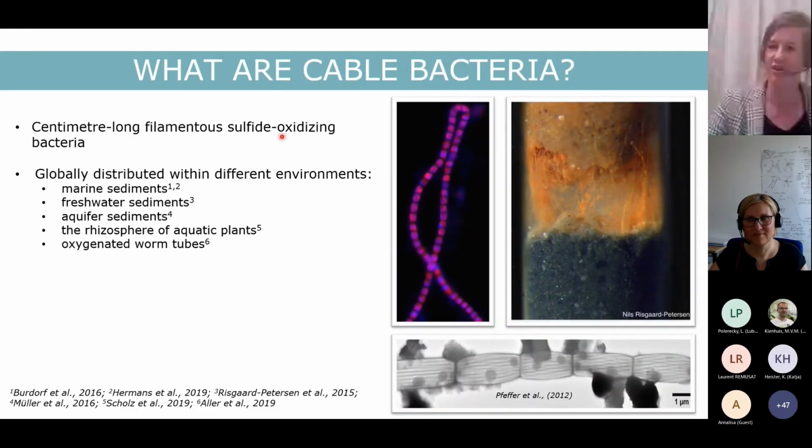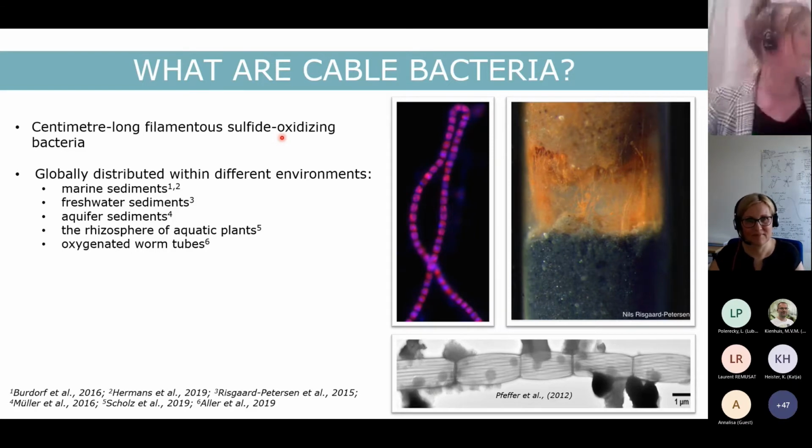So what are cable bacteria? They usually live in marine sediments, although they have also been found in freshwater and aquifer sediments. They are centimeter-long filamentous sulfide-oxidizing bacteria. You can see a FISH image here, so you can see clearly that they are multicellular.